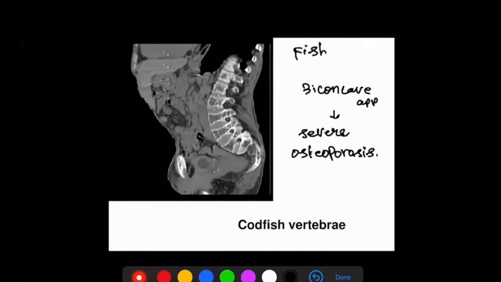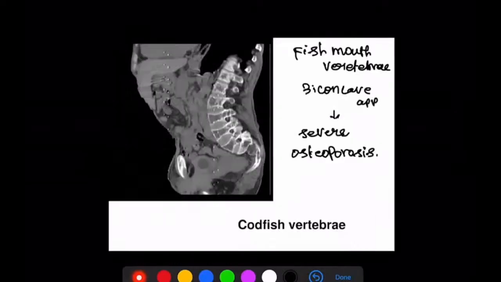So, even if you don't know this image, codfish vertebrae or fish mouth vertebrae, please look for the clue in the question. Before, I didn't tell you about this postmenopause, but after telling you, when you think about a postmenopausal woman, metabolic bone disease, most commonly it is going to be surely osteoporosis. So you have answered. Just by looking at the image, don't think you don't know the question. Read through the question. If there is any theory, look for the clue, look for the age, the gender, the symptoms, the signs they have given, then answer. So this is codfish vertebrae seen in severe osteoporosis.